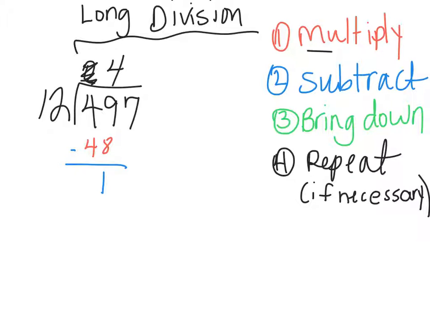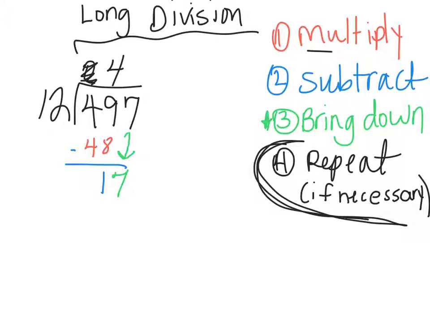Now let's look at my next step here. I've multiplied, I've subtracted. Now I'm going to bring down what's left up here at the top. So I'm going to bring down this 7. Alright, now, what's my next step? Aha, repeat if necessary. Okay, so I need to multiply again. 12 multiplied by what will fit into 17? 12 times 2 is 24, so that's too big. Let's go back down. 12 times 1 is 12.